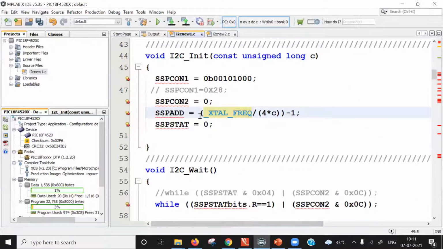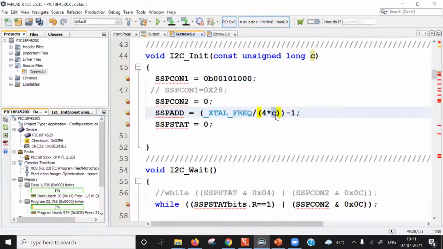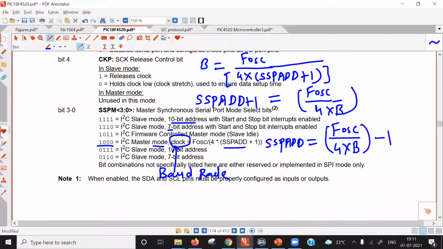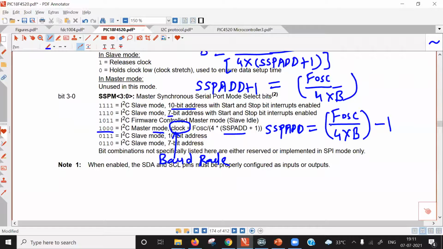So this is the reason why I have written this equation in code. What is written here? XTAL frequency is nothing but oscillator frequency, number 4 as it is, and this C is nothing but baud rate. In the formula I have taken B. So in my code, this C indicates required baud rate, minus 1. So this equation I have implemented in my C code in order to generate proper baud rate. Actually, it is the baud rate counter value.